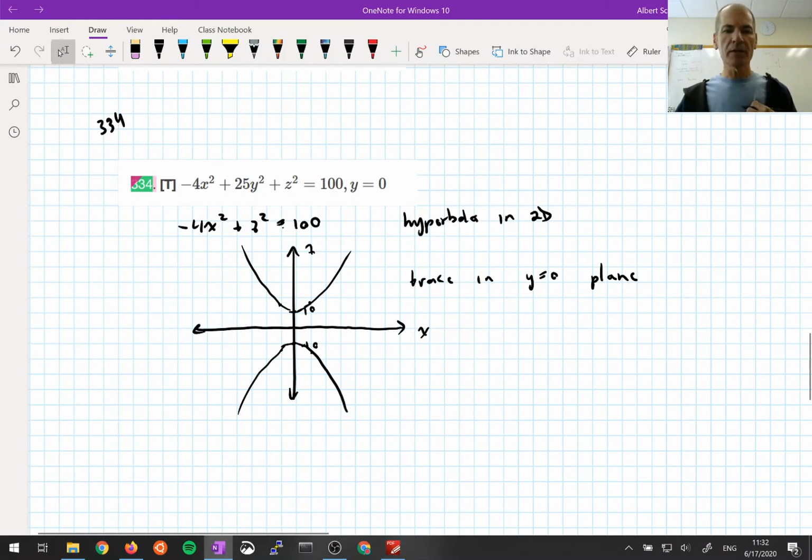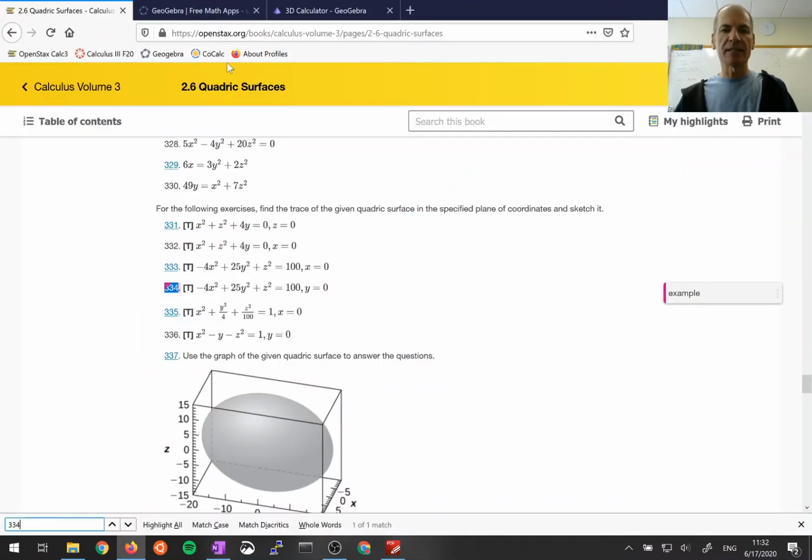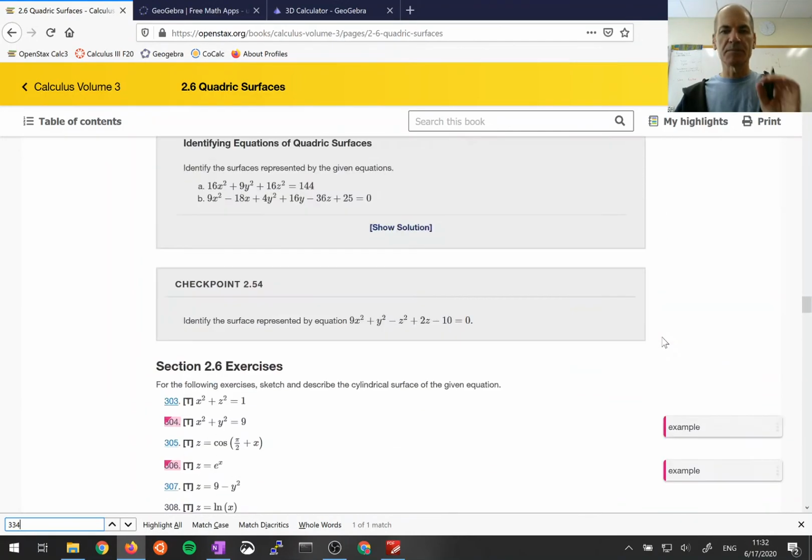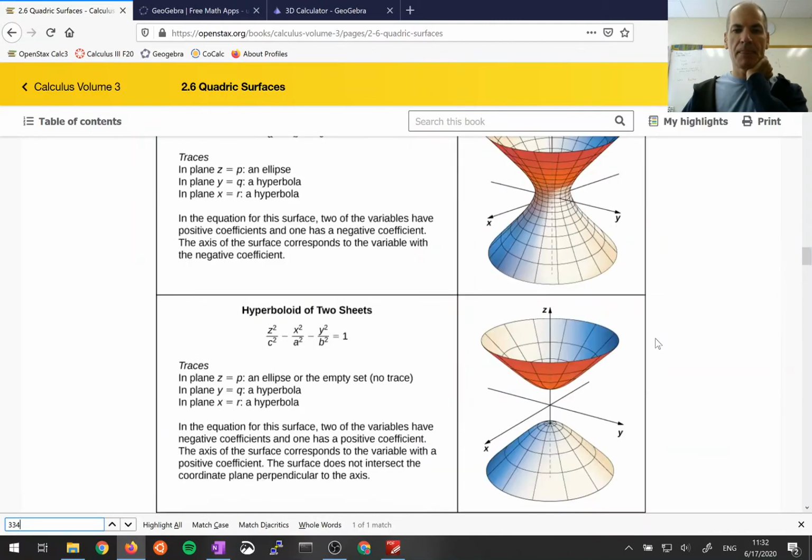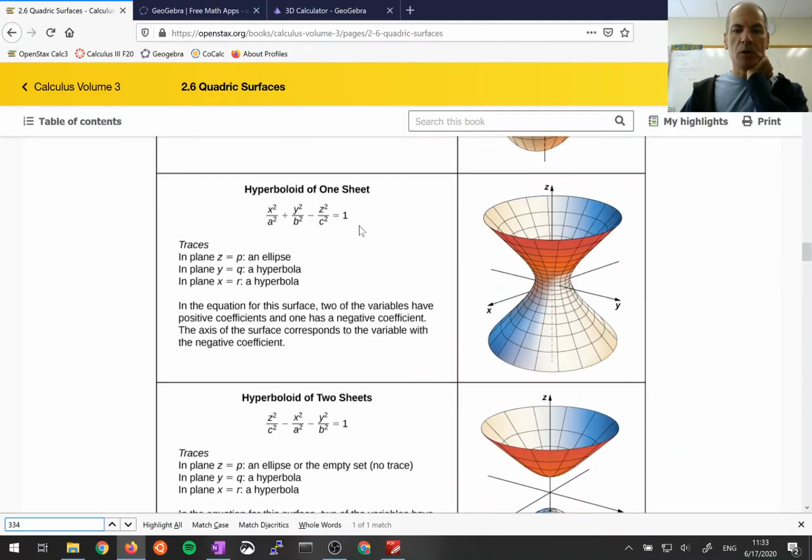What kind of surface is this? Let's compare it to the zoo. We see 2 positive square terms and 1 negative square term and a constant on the right-hand side. If we were to divide through by 100, that would introduce a 1 here, but this would still be negative, positive, positive. So let's go look for something like that: a 1 on the right-hand side and negative, positive, positive. So let's go up to the zoo. A 1 on the right-hand side, negative, positive, positive. So this is going to be a hyperboloid of 1 sheet.